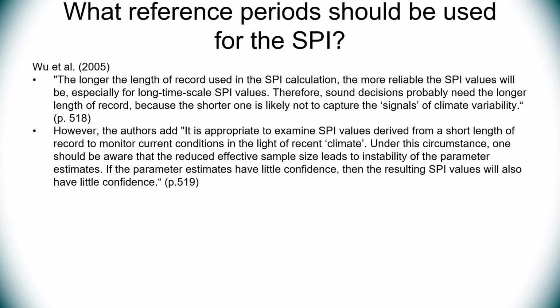In 2005, Wu et al. also tested the statistics of the skewness and kurtosis of the gamma distribution and confirmed that when it comes to data, the more the merrier. However, they also acknowledge, almost as an afterthought in the conclusion section, that these results assume a stationary climate, and where the climate is changing, a shorter record may be better.